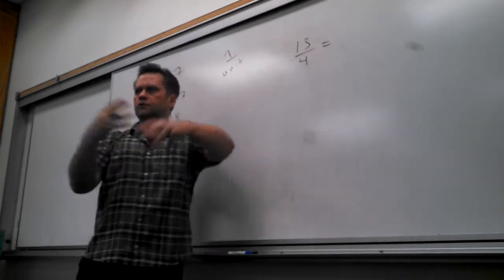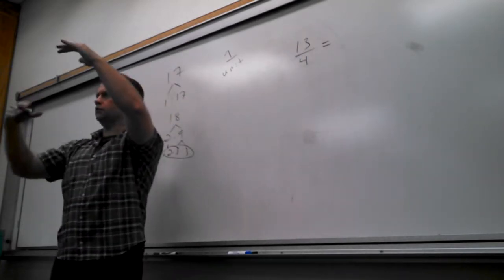4 does not go into 13, so that's why there's a problem. But 4 does go into what number that's below 13?